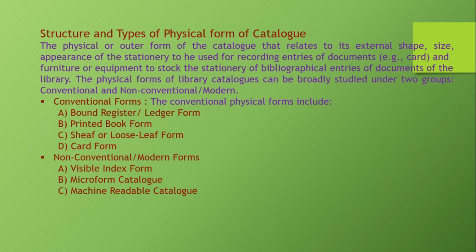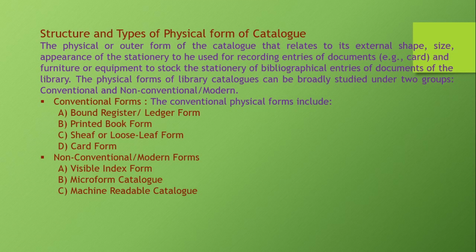Next, card form. In this form, the bibliographical elements of every document are recorded on a single card. This method of representing every document on a single card is known as the unit card principle. These cards stand in card trays or cabinet with a punched hole of about half a centimeter from the bottom for inserting a locking rod. 12.5 by 7.6 centimeter is the universally adopted size for a catalog card.